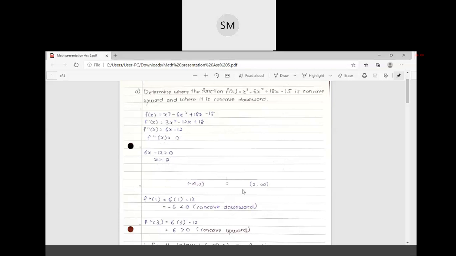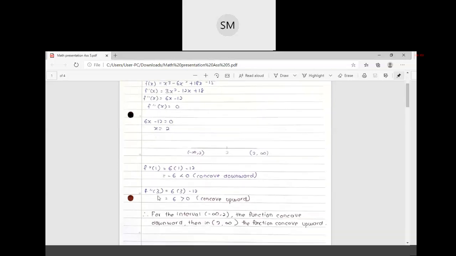So here we can represent the line, which is negative infinity to 2, and 2 to infinity. So we have to substitute 1 and 3 in the second derivative function, which is 6x minus 12. So here we substitute 1 into the second derivative. We get negative 6, that is less than 0. So this can conclude that it is concave downward.